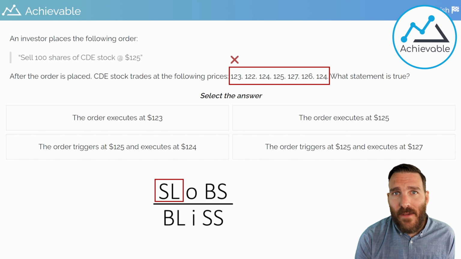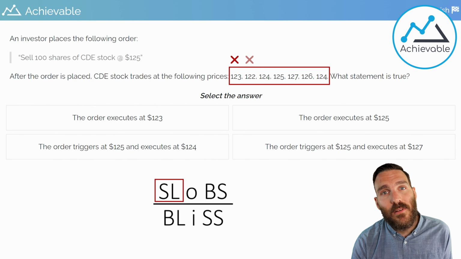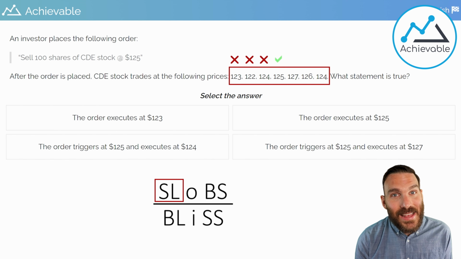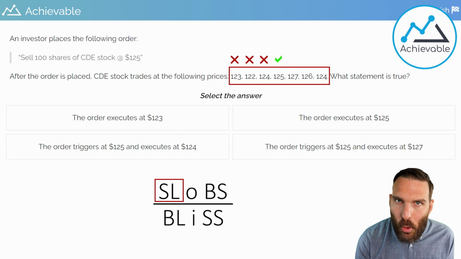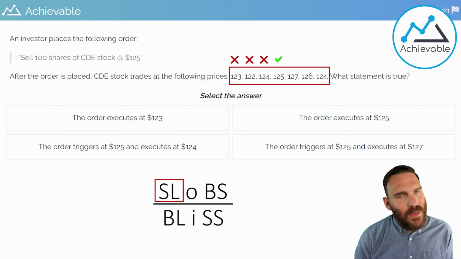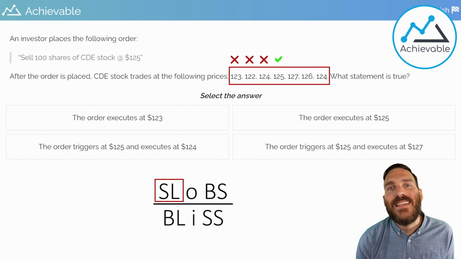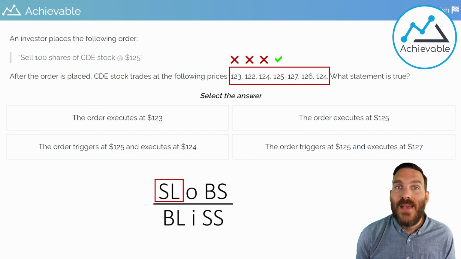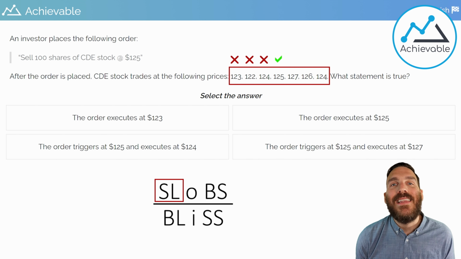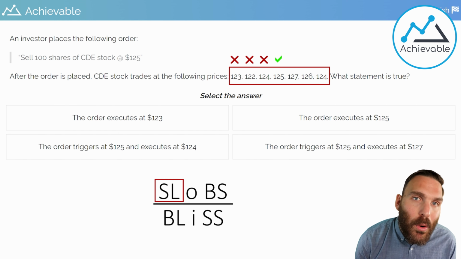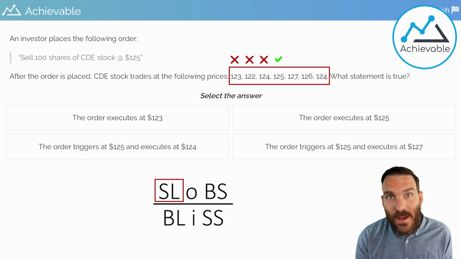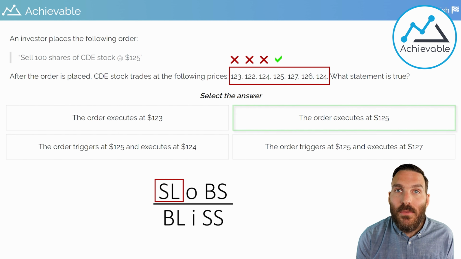123 is not 125 or above. 122 is not 125 or above, nor is 124 125 or above. But 125 is 125 or above. Something I want to point out is that keyword or. When we go back to SLoBs over BLiSS and think, okay, SL is above the line, that doesn't necessarily mean that the market price has to be above the price specified. If you've heard me talk about this, I always use the word or. We need to see the market price of 125 or above for this order to be executed. And 125 is 125 or above. So sure enough, this order will execute at 125.